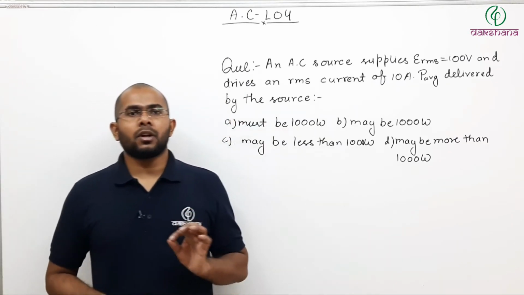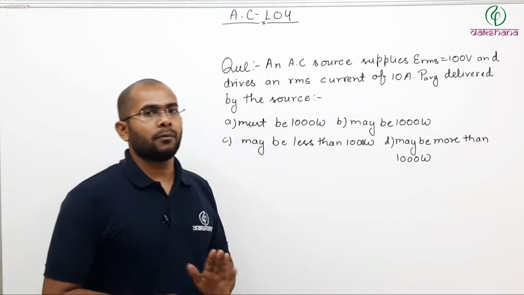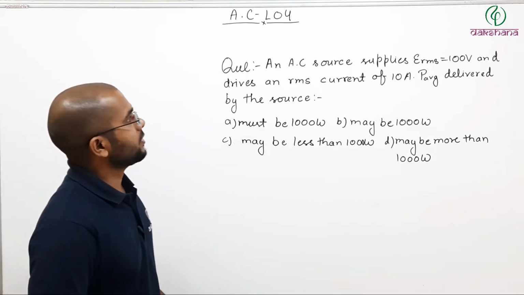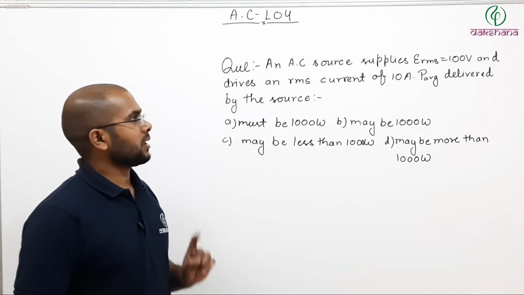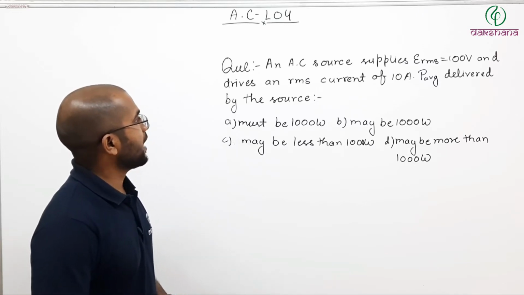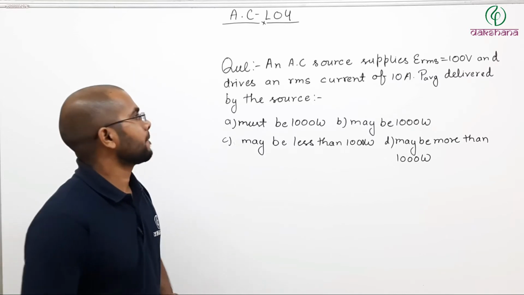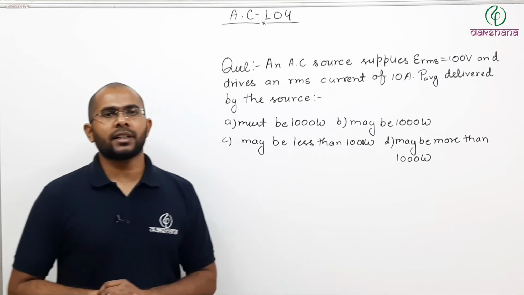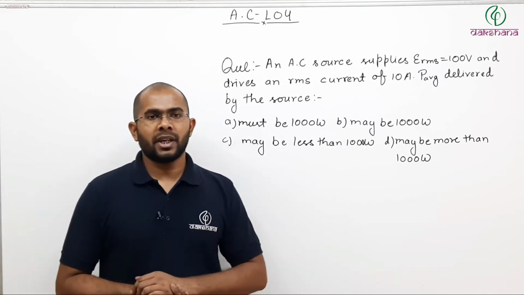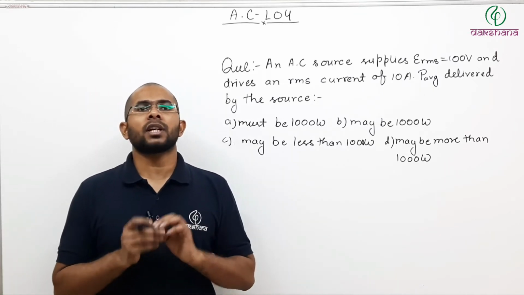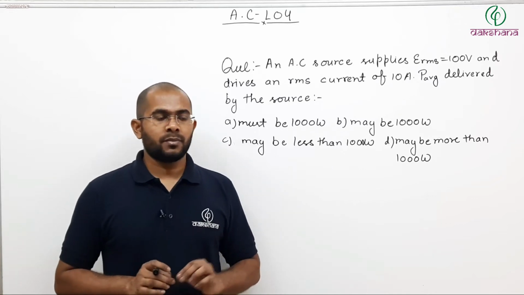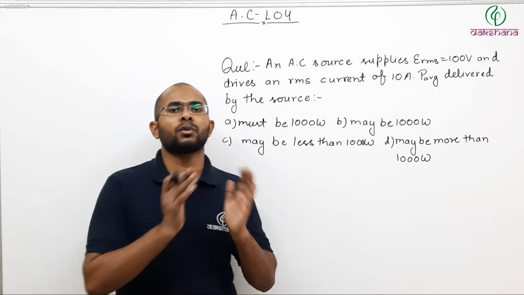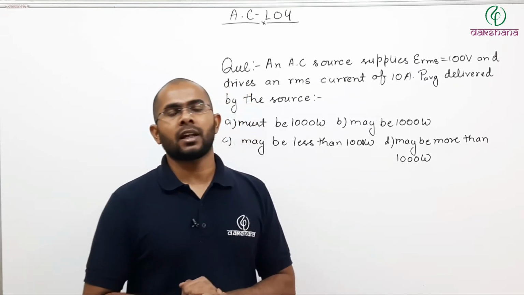Now let us try to solve a question based on power consumed in an AC circuit. The question is: an AC source supplies E RMS equals 100 volt and drives an RMS current of 10 ampere. Find the average power delivered by the source. What kind of circuit it is, is not given. There is no information about the components of the circuit, meaning there may be resistance, inductance, or capacitance. We do not know what is there. So how will we calculate?